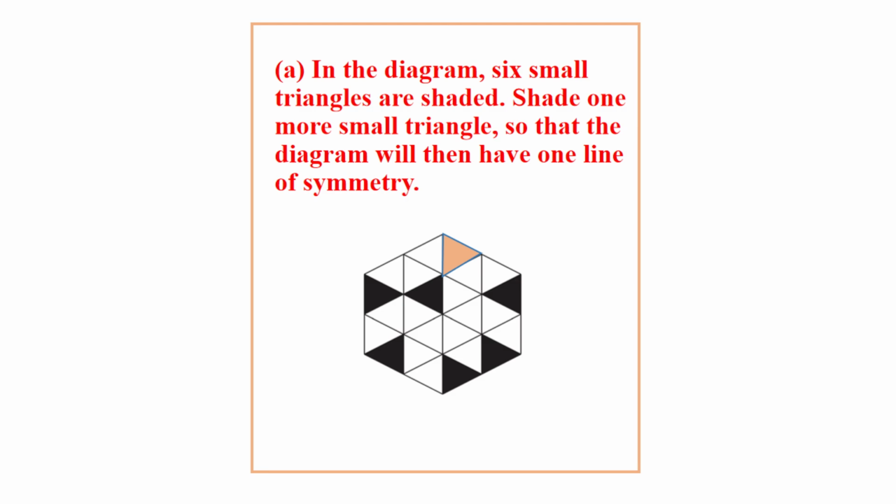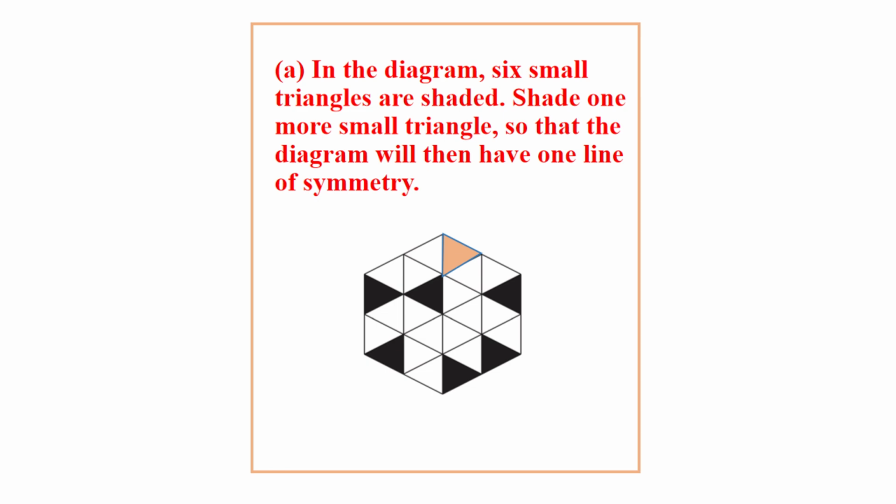Question 3. In part A, we have a diagram where 6 small triangles are already shaded, as shown. The task is to shade one more small triangle so that the diagram will then have one line of symmetry. To solve this, we first need to identify a potential line of symmetry. A line of symmetry divides the diagram into two identical halves.